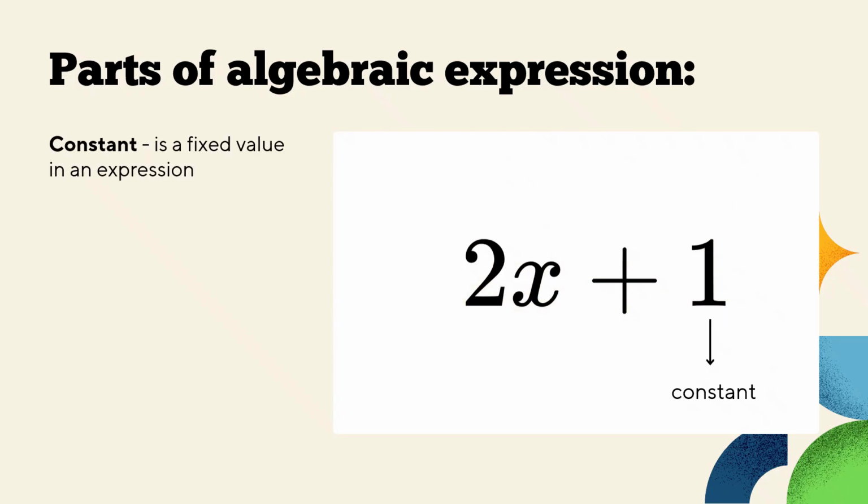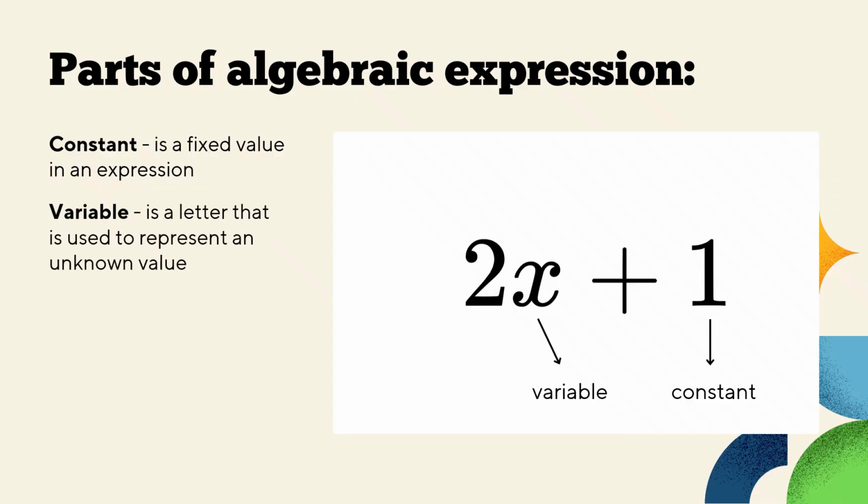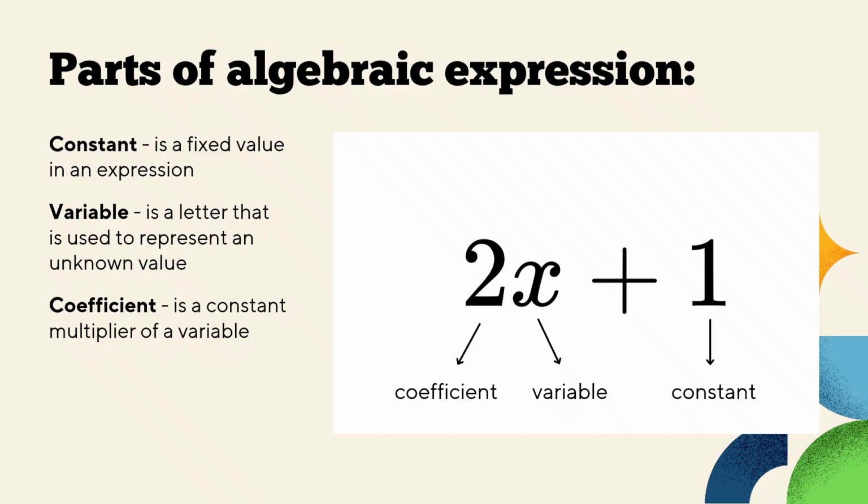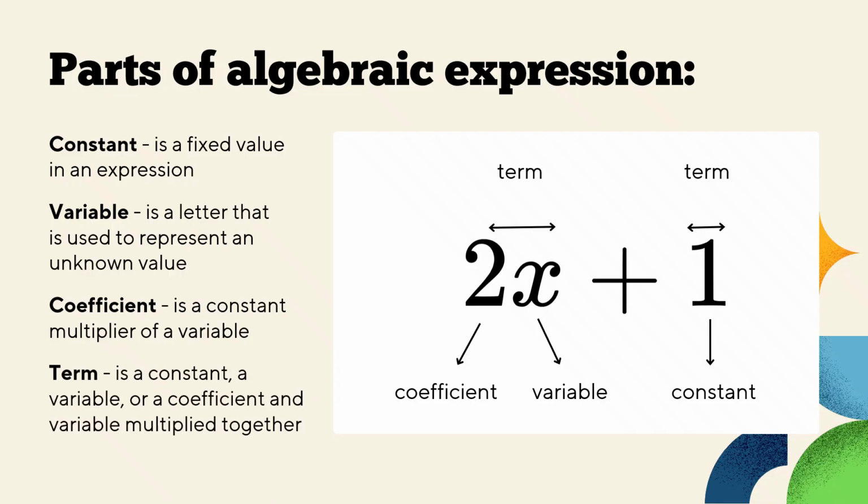First is the constant. Constant is a fixed value in an expression. Next, variable. It is a letter that is used to represent an unknown value. Next, coefficient. It is a constant multiplier of a variable. And lastly, term. It is a constant, a variable, or a coefficient and variable multiplied together.